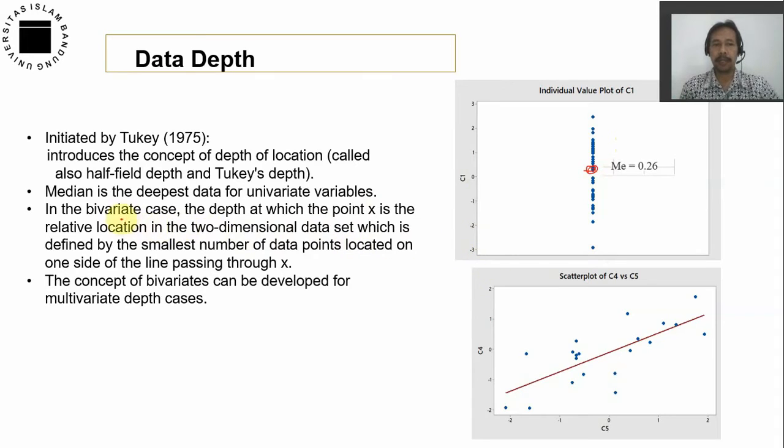For the bivariate case, here we have two variables, let's say x and y. The depth of a point x is its relative location in the two-dimensional data set, which is defined by the smallest number of data points located on one side of a line passing through x. That's the definition of data depth for the bivariate case. And then we can further develop the concept of data depth for multivariate cases.